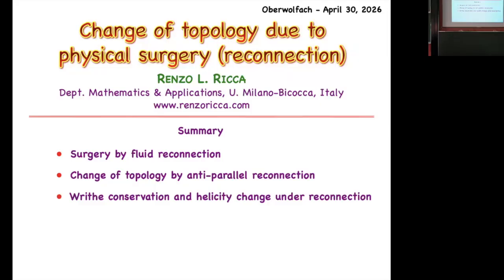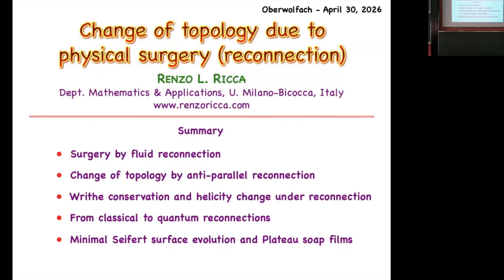And this is another important thing. I'll mention the connection between classical and quantum aspects, because what is amazing is that in the quantum case, basically the mechanism is the same. And then I'll move to another context where reconnections or surgeries are playing an interesting role. It's not really about filaments, but about surfaces. So I'll mention minimal Seifert surfaces associated with fluid structures and the evolution of Plateau soap films.